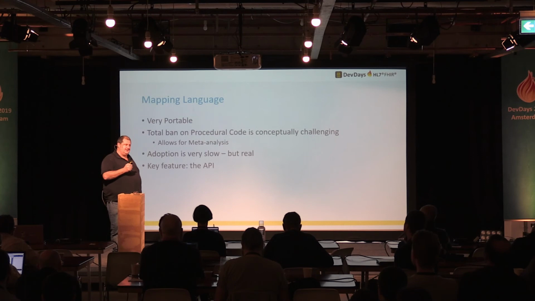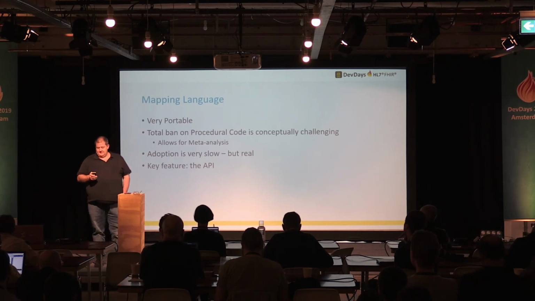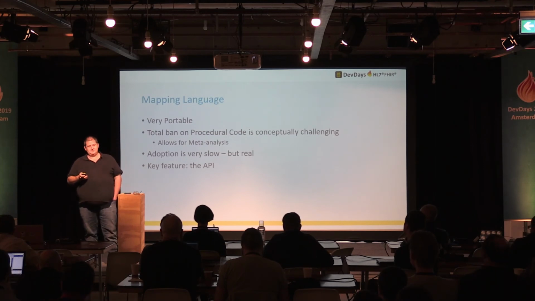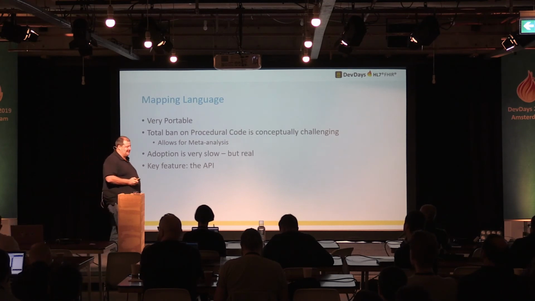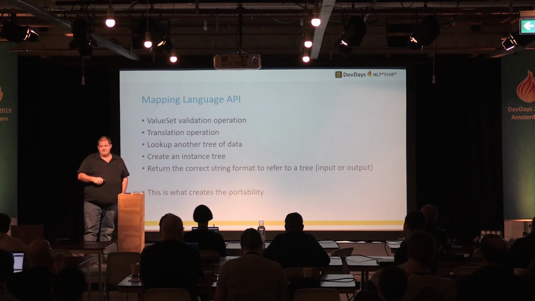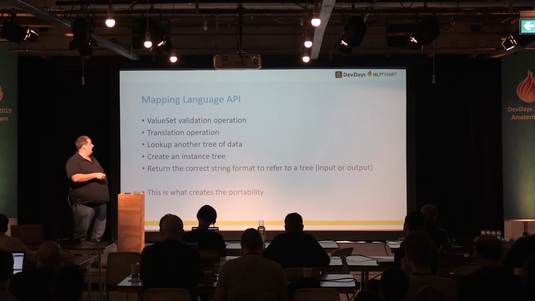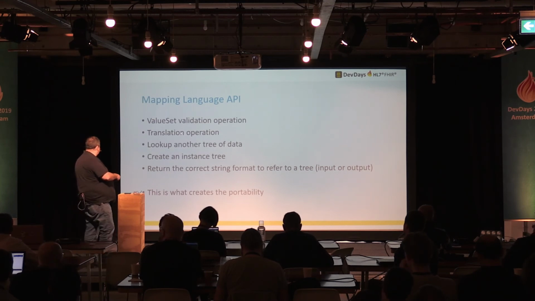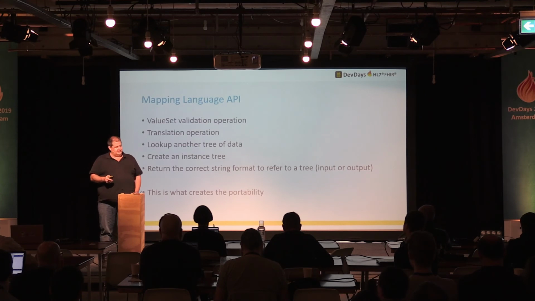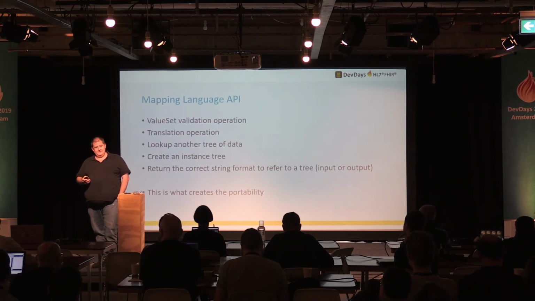But actually, the key feature of the mapping language that makes it portable, and remember to go back to my goals, my goals are around portability. The mapping language is a step in the direction of portability. The API is what makes the mappings portable. So here's the API that you can depend on in the mapping language: value set validation, translation of terminologies, looking up other trees of data, creating an instance tree, and returning a correct string format to refer to a tree.